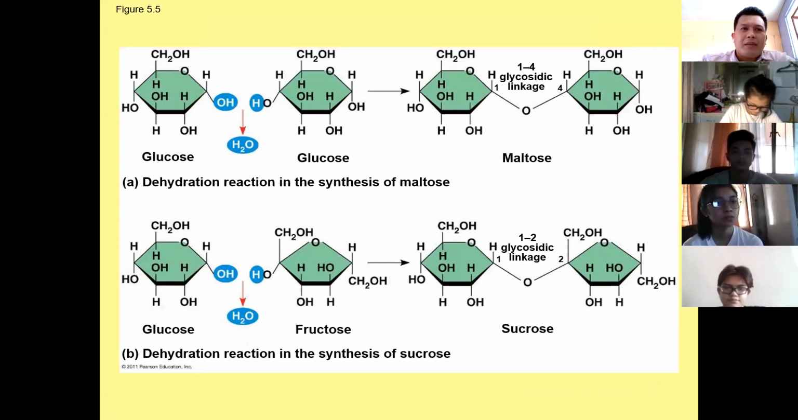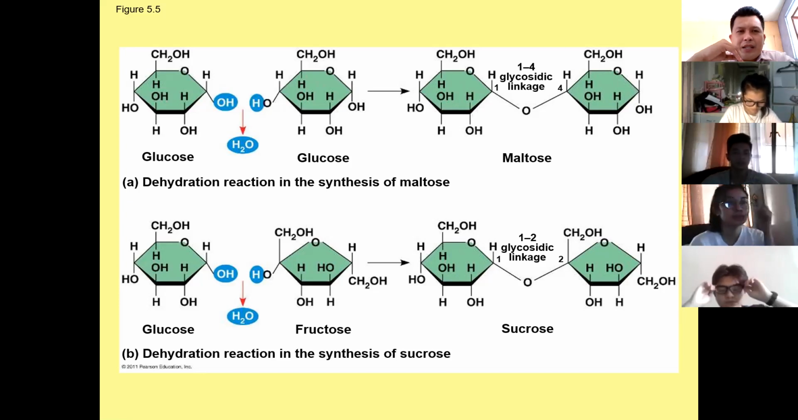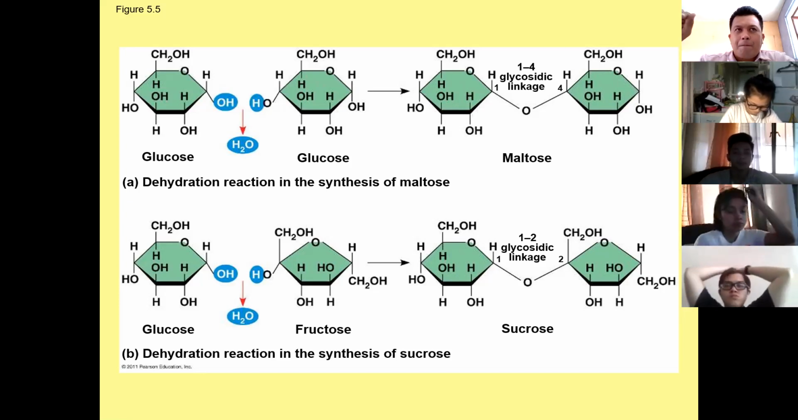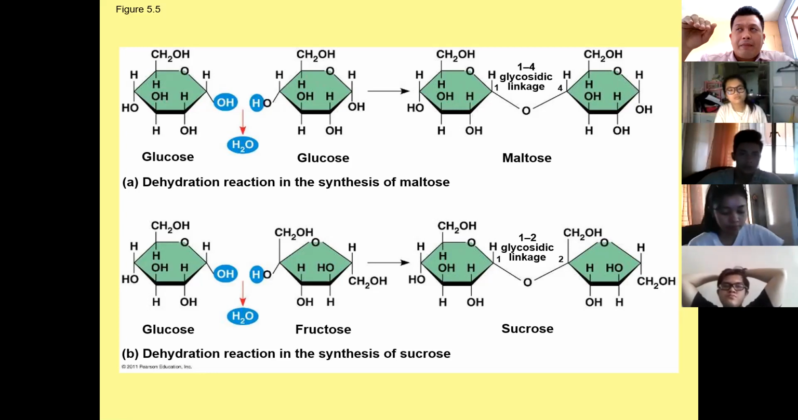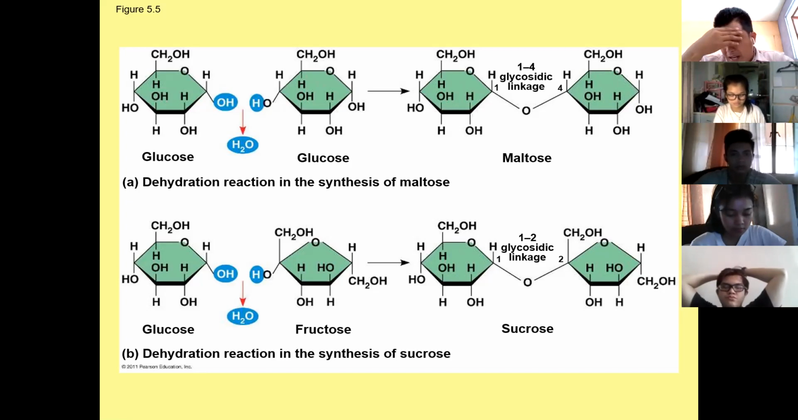What's the term there that we use in order to differentiate the bond of the benzene ring? I forgot the term that we used last time when we were in grade 11.